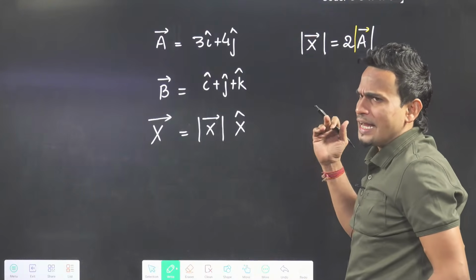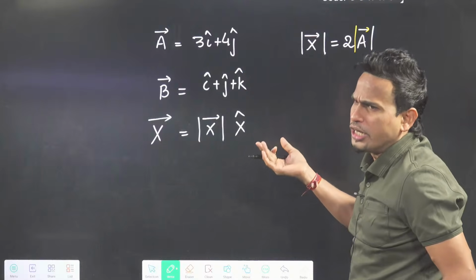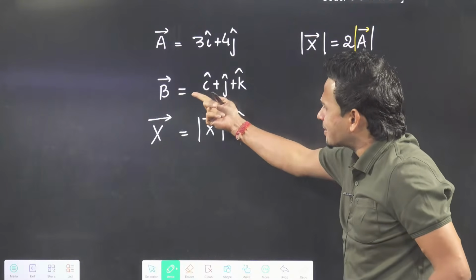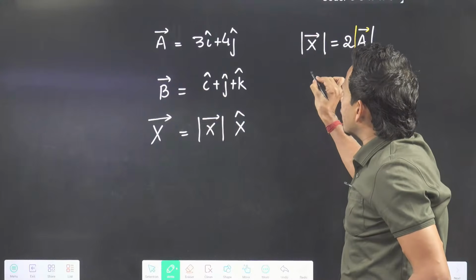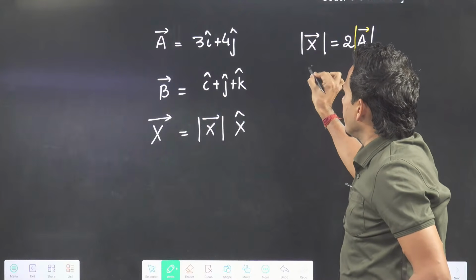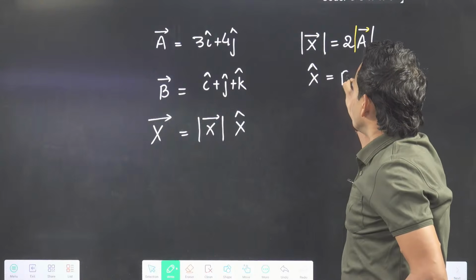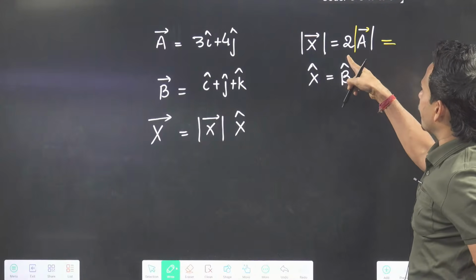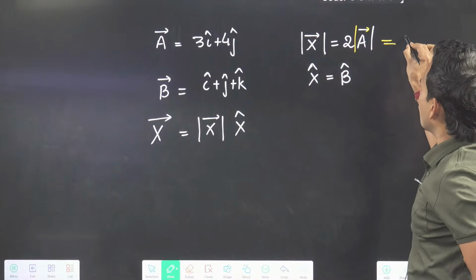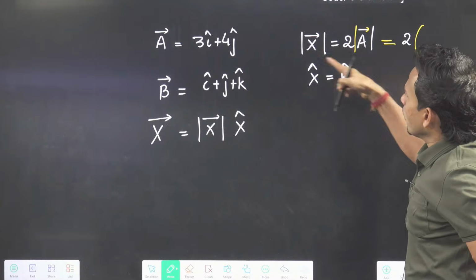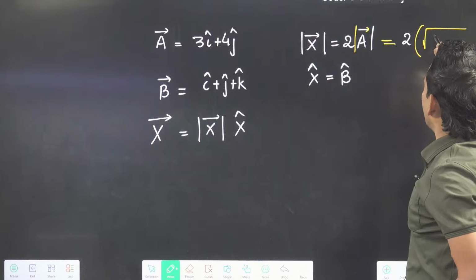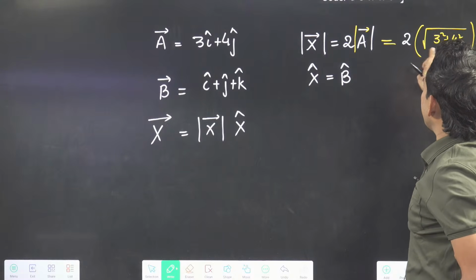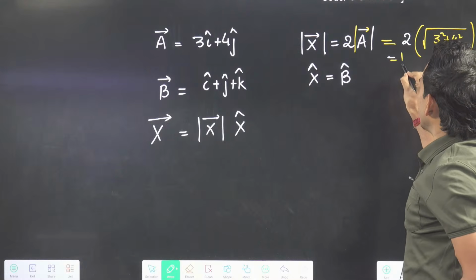Direction same means, in the last class only I told you, direction means unit vector. Direction of your new vector which you are trying to find is same as direction of B bar. So x cap should be equal to B cap. Now x mod will become 2 times A mod. Magnitude of A bar you can find: under root of 3 square plus 4 square. So this will give you 5. 5 into 2 will give you 10.